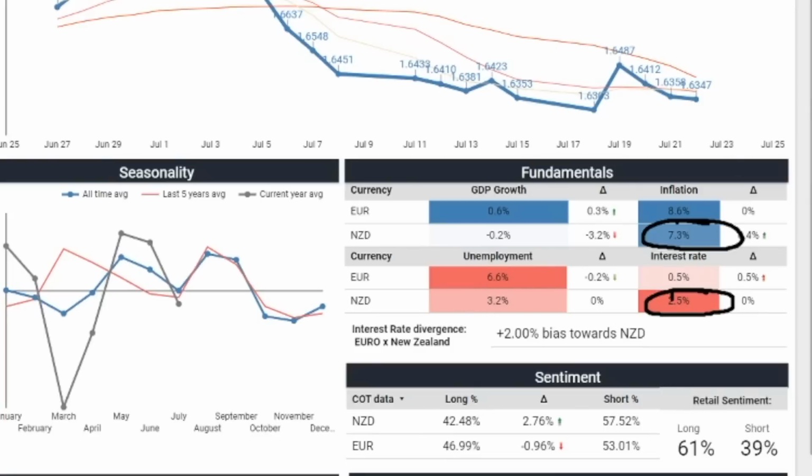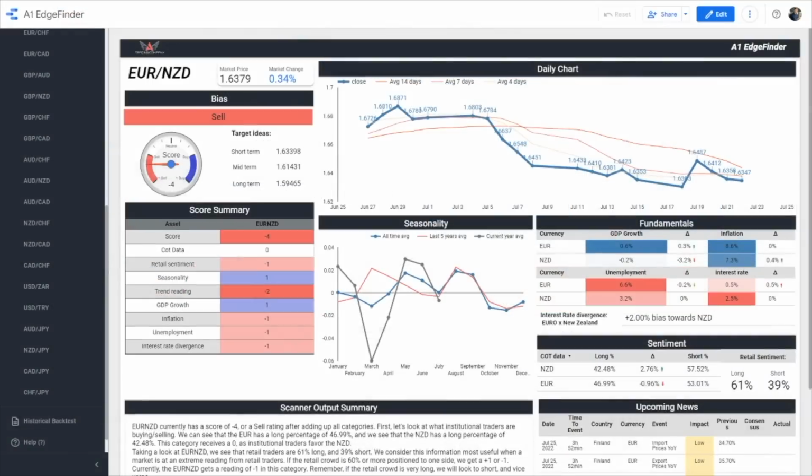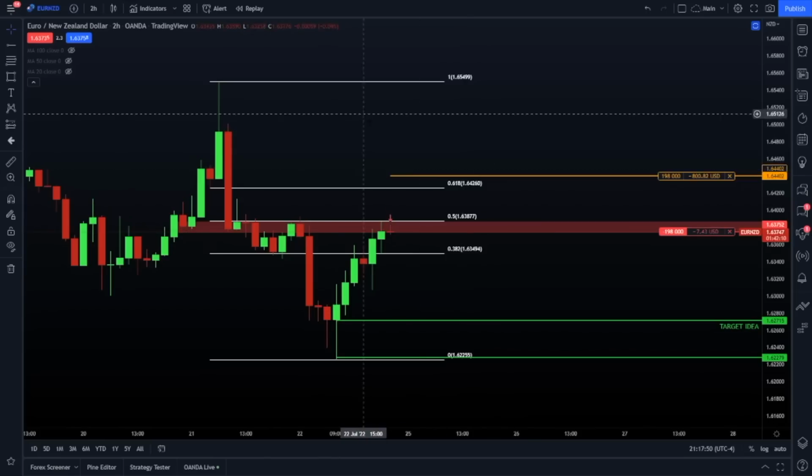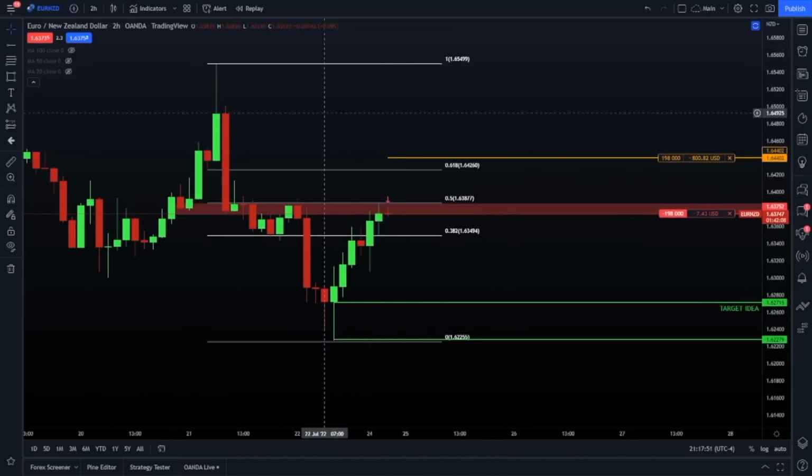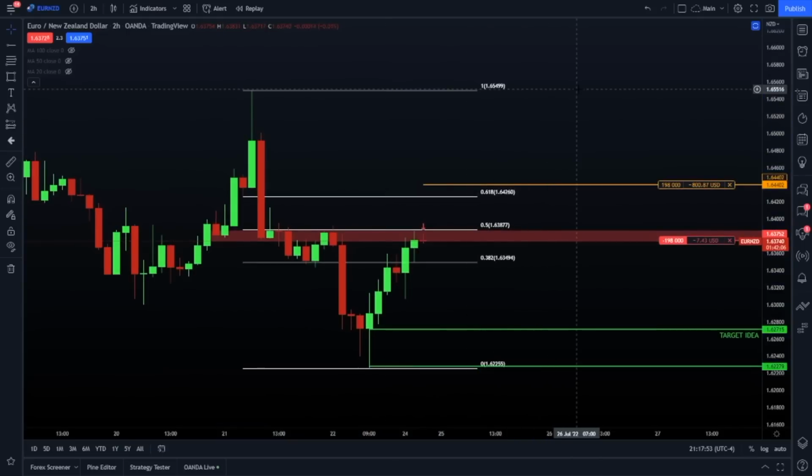And again, these are all things that we talk about inside of the private group, as well as in some of my videos. You can see about interest rates and unemployment and that sort of thing. Unemployment is much lower in New Zealand, which of course is a good thing for bias towards buying NZD. So again, that's a little bit of the behind the scenes. Of course, I am taking trades based on the chart, but I'm also taking trades based on market data, which we study with the Edge Finder.